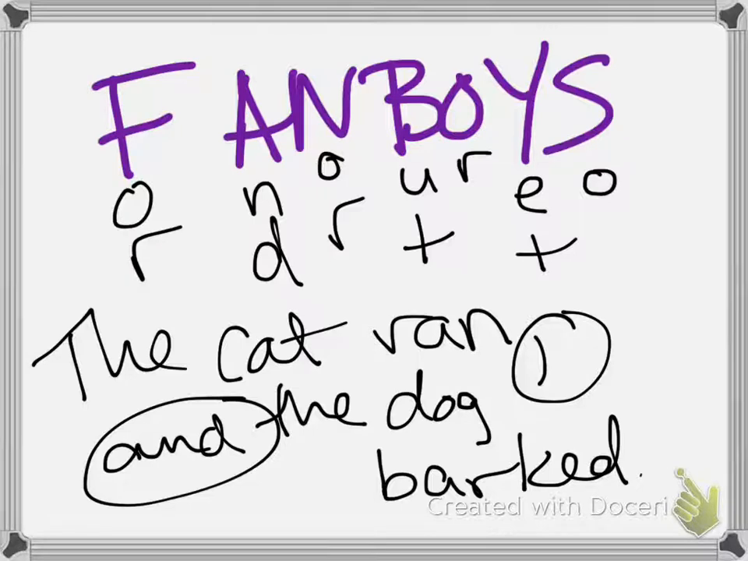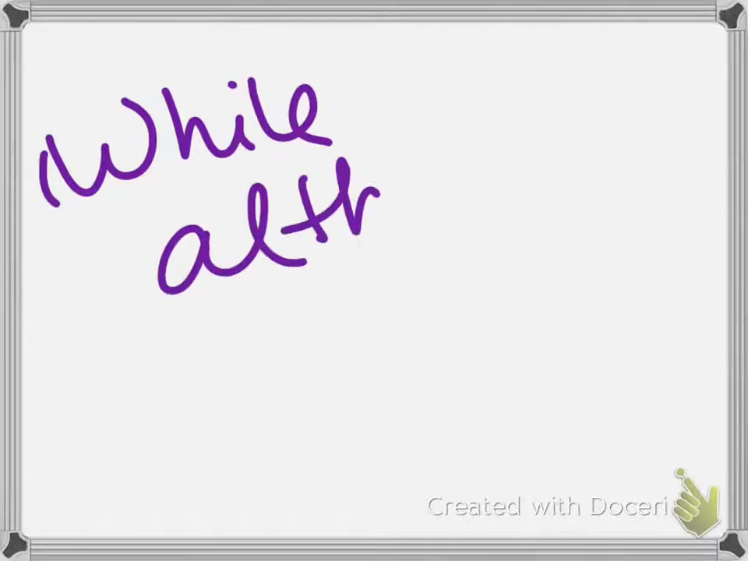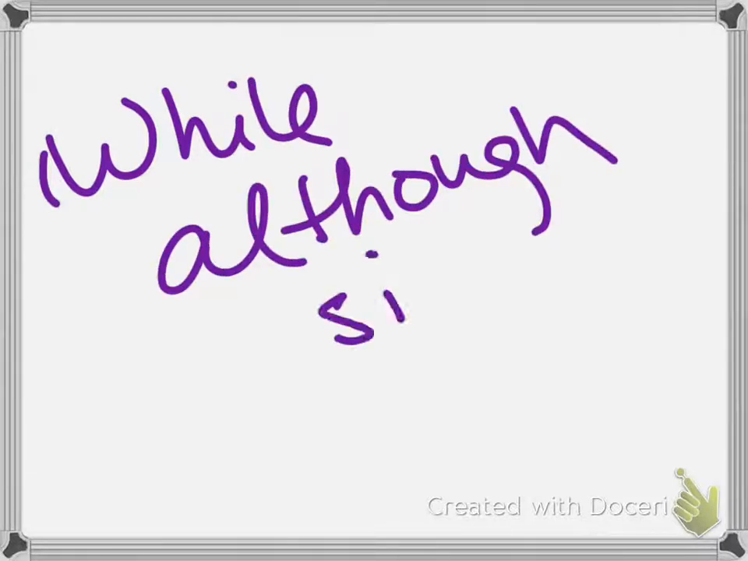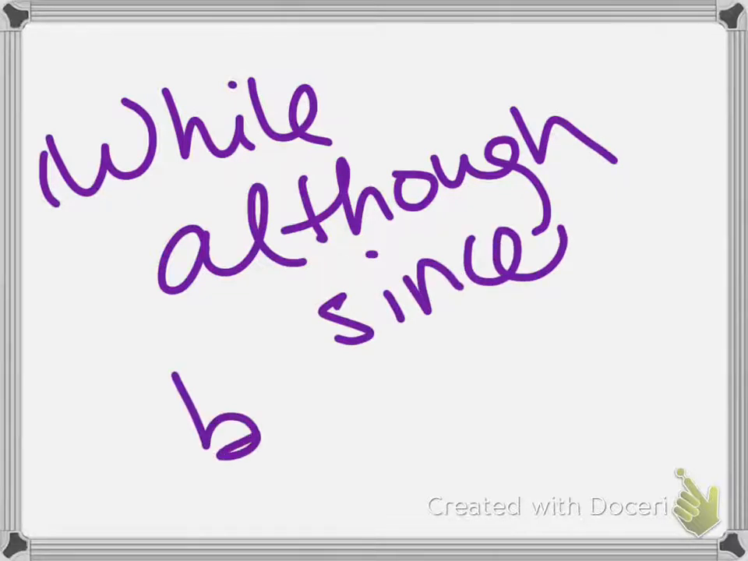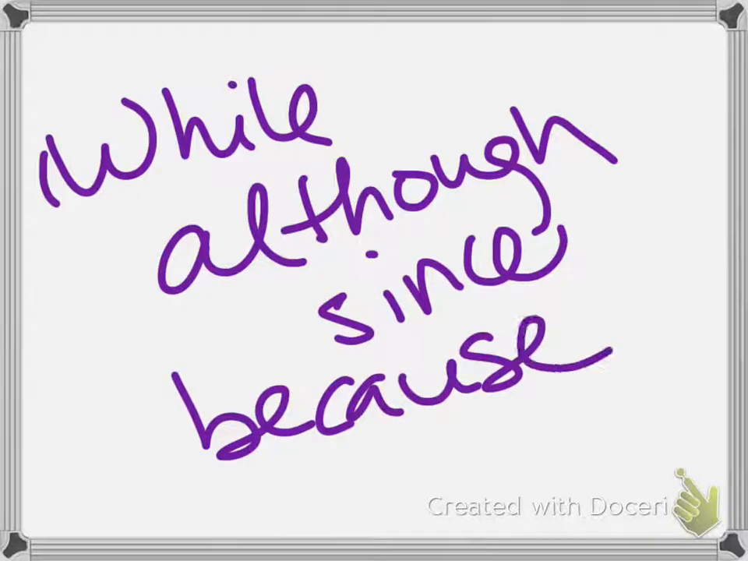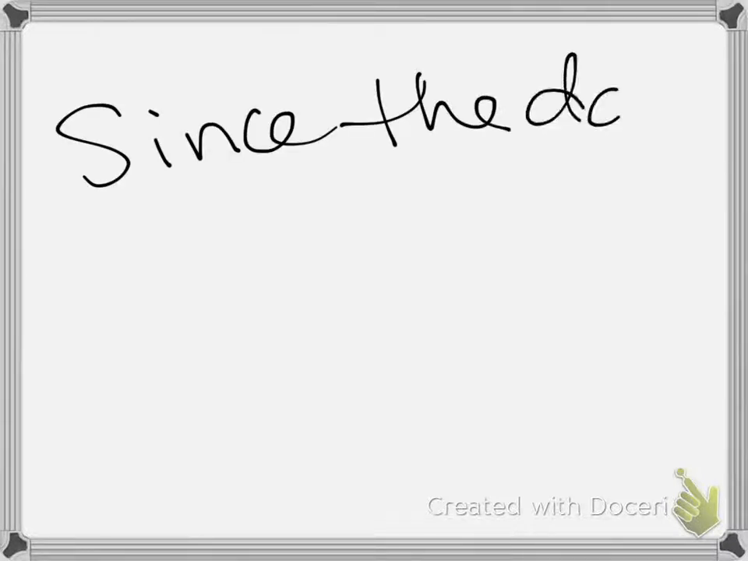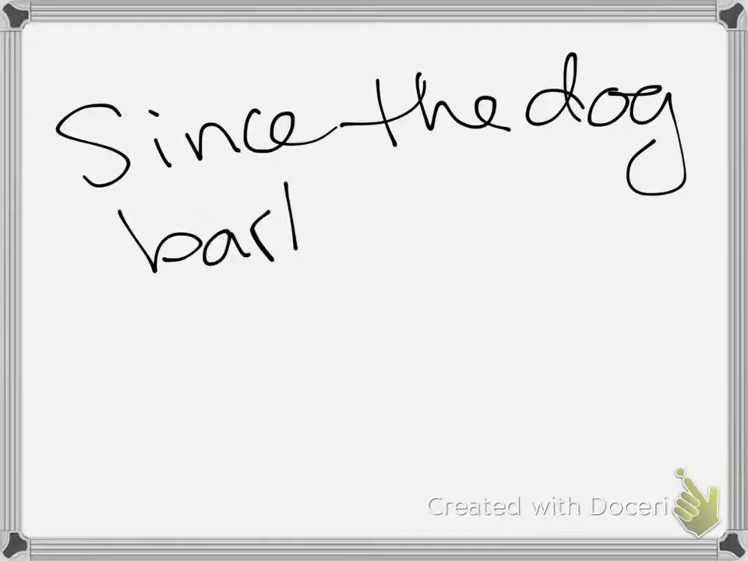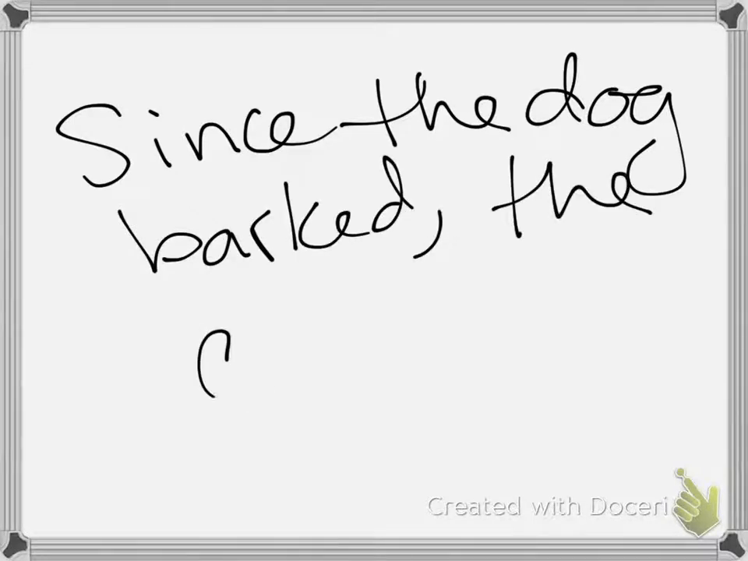Now there's one other way that you can fix a run-on sentence, and that's by adding a subordinating conjunction. And those are some words like while, although, or since, or because. So if we try to fix that first sentence with a subordinating conjunction, you could have, since the dog barked, the cat ran.